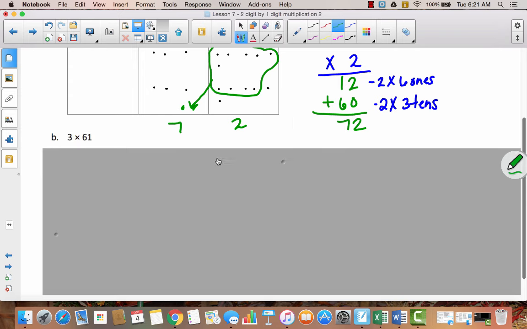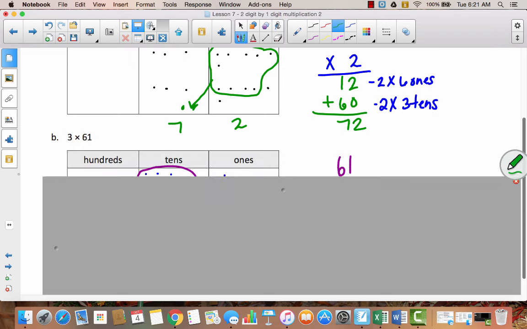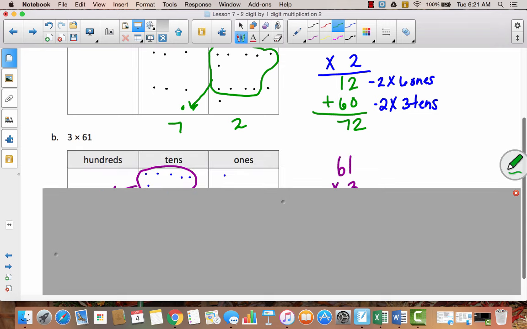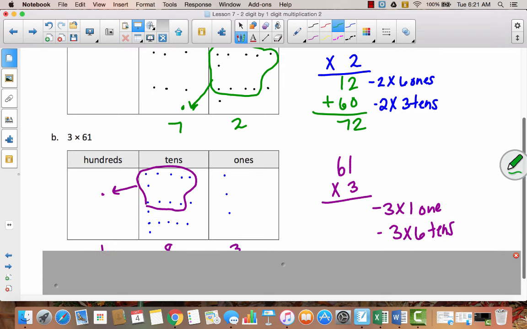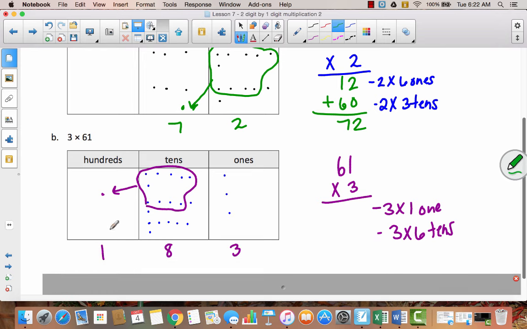All right, so this time I had 61 times 3. So I went ahead and represented 61 one time, 2 times, 3 times. And you can see I ended up with 3 ones and 18 tens. I bundled 10 tens and moved it to the hundreds place. So that gave me a total of 100, 8 tens, and 3 ones.